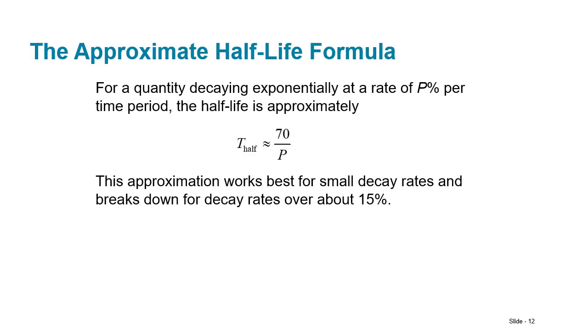Now, just like we have approximate doubling time, we have approximate half-life with 70 over P, and again, it only works for small rates, up to 15%.